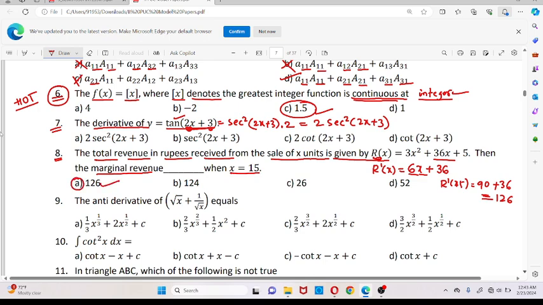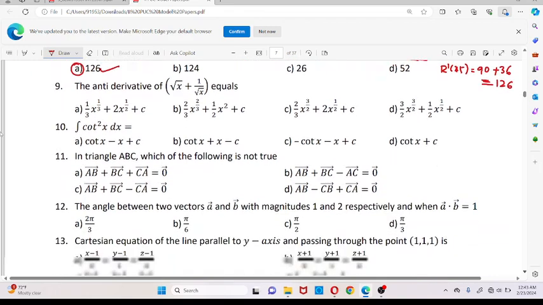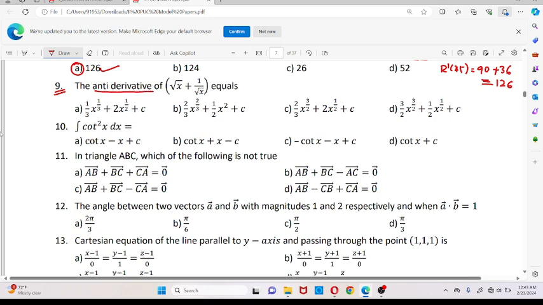So I hope you got the solution for this question, and I'll go with the 9th one, that is from the chapter integrals. Antiderivative of root x plus 1 by root x equals what? So antiderivative is nothing but what? Integration. You know that for root x there is no direct formula, right? So you have to simplify. So integration of root x can be written as what? x to the power 1 by 2, plus 1 by root x, right?